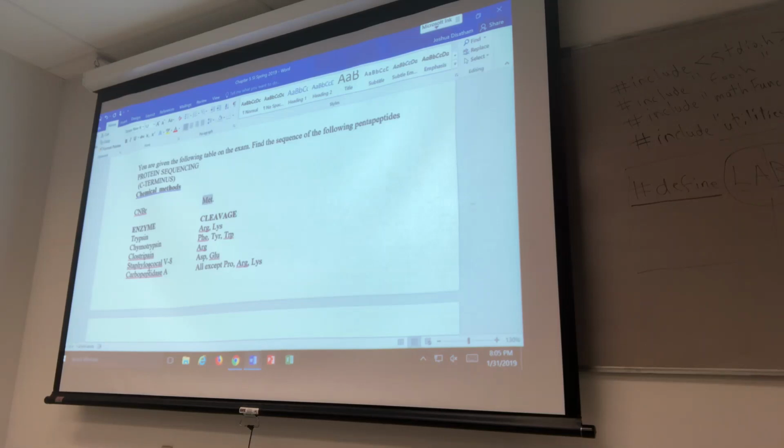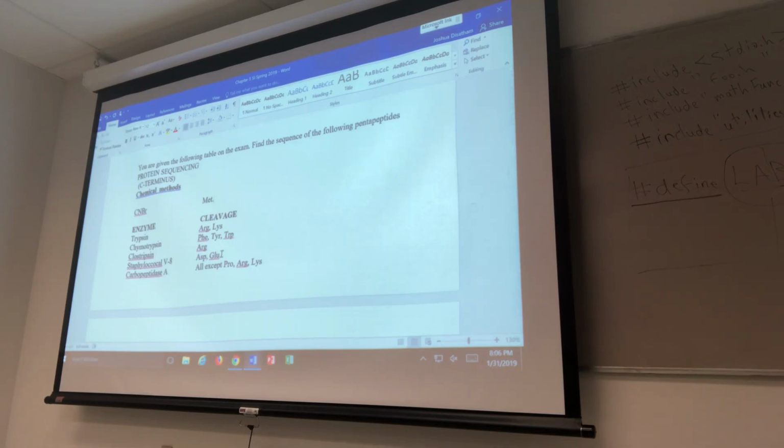So cyanogen bromide is going to look for every single methionine in an amino acid sequence and make a cut on the right side of it. Trypsin is going to look for every single arginine and every single lysine and cut the right side of that amino acid in a sequence.